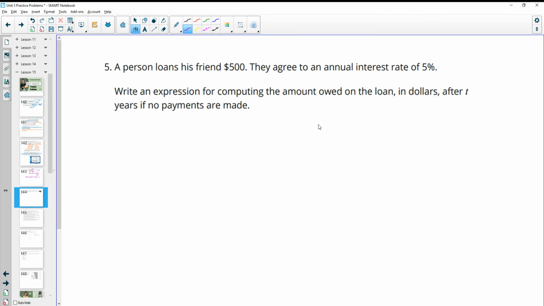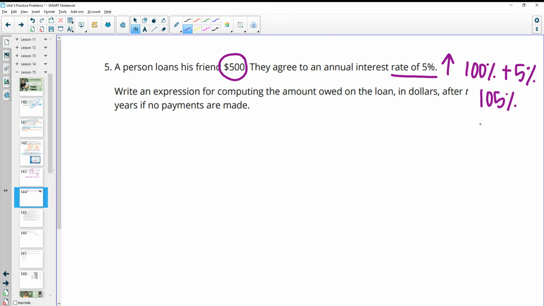Number 5, a person loans his friend $500. They agree on an annual interest rate of 5%. Write an expression for computing the amount owed on the loan after T years if no payments are made. So this means that we're increasing by 5%. So the person is going to owe the 100% they borrowed plus an additional 5%. So each year they owe 105% of what they originally owed if no payments are made.